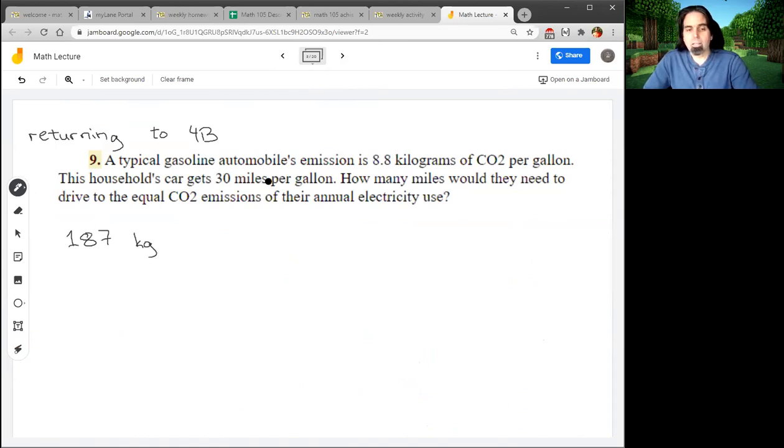It's saying that a typical automobile's emission is 8.8 kilograms per gallon. This car gets 30 miles per gallon. How many miles would they need to drive to equal this annual electrical use we found from problem 8? So it's 8.8 kilograms per gallon.